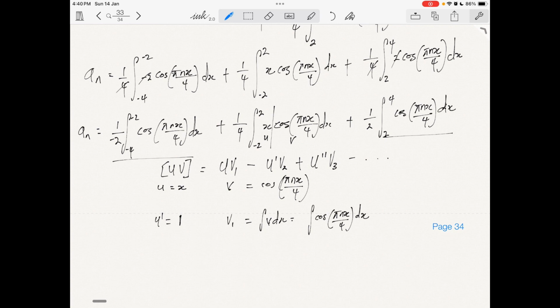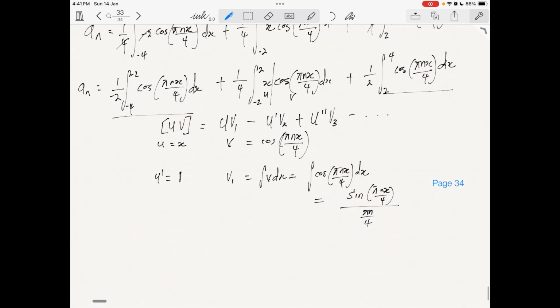And when we integrate cos(πnx/4), we will apply our laws of integration. We would have sin(πnx/4) divided by πn/4. Now we can go further. This is our v1, and let us evaluate our v2.